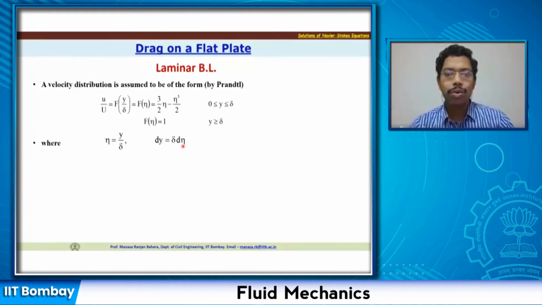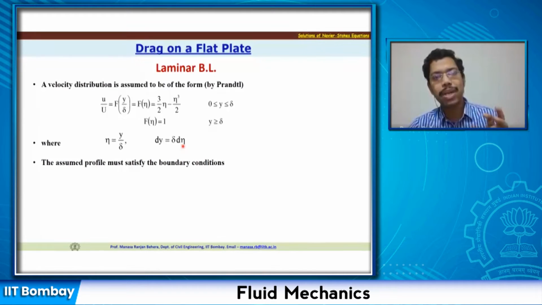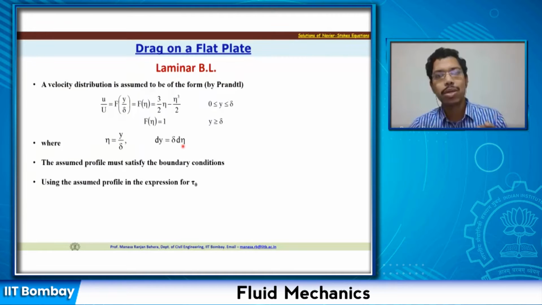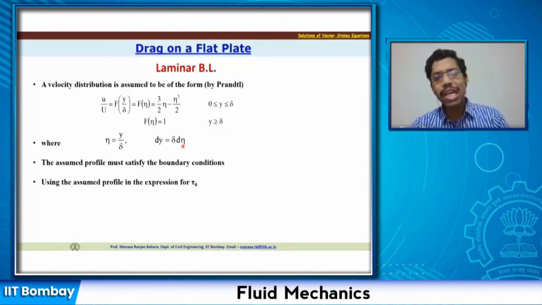Now let us assume the profile to satisfy the boundary conditions. What are the boundary conditions? The assumed profile must satisfy the boundary conditions, and the boundary conditions we know, the velocities are 0. So based on that we can write down our boundary conditions, and it has to be satisfied by this expression or equation. So using the assumed profile that we have already written, we can write down the expression for shear stress.